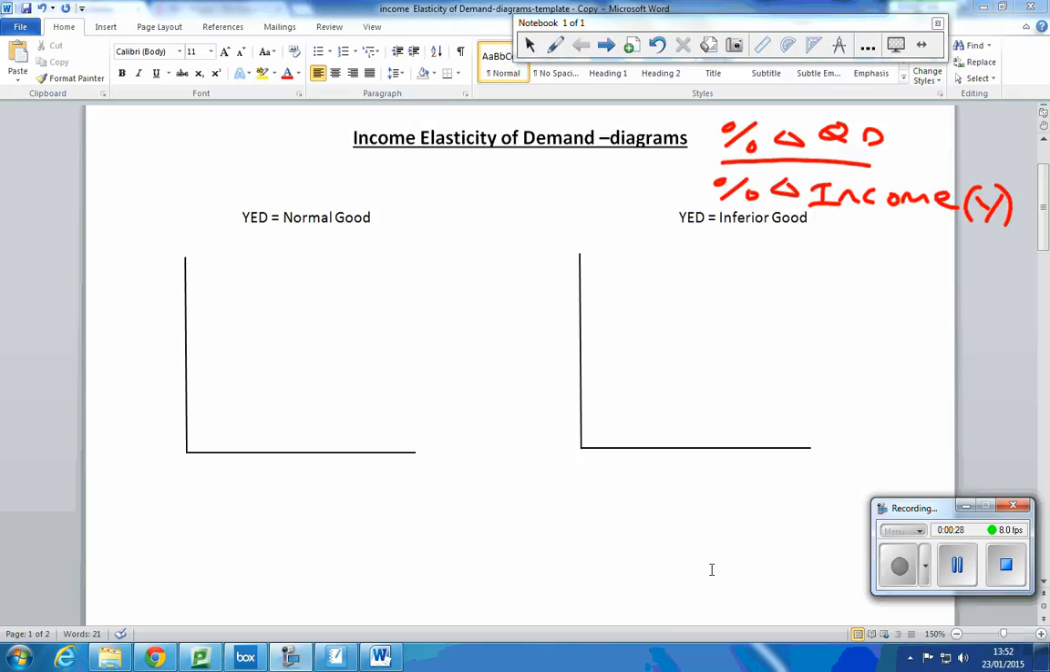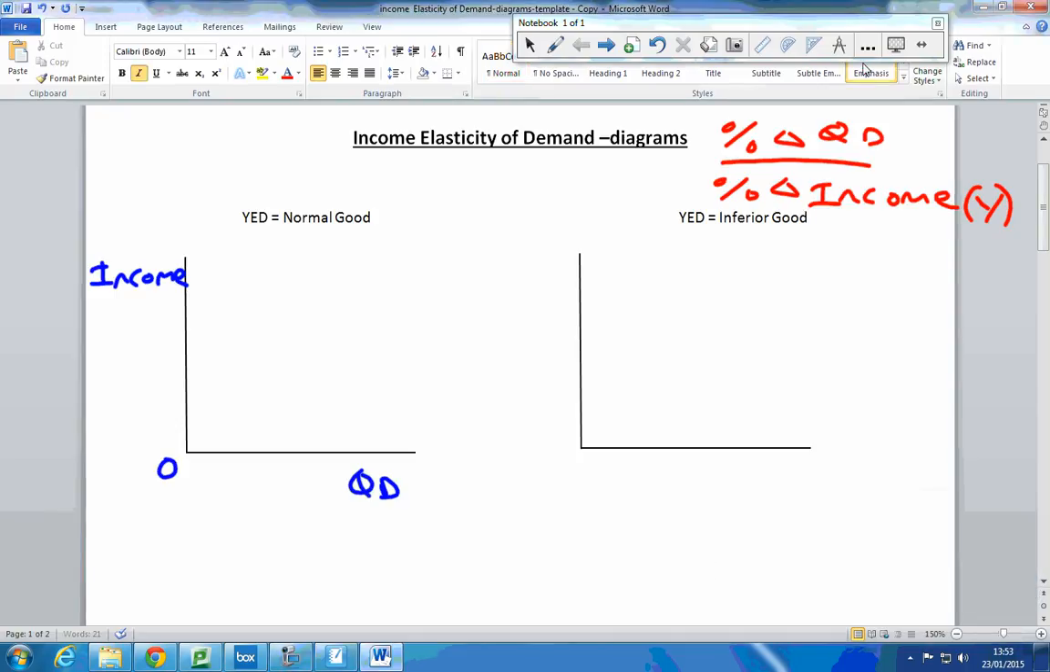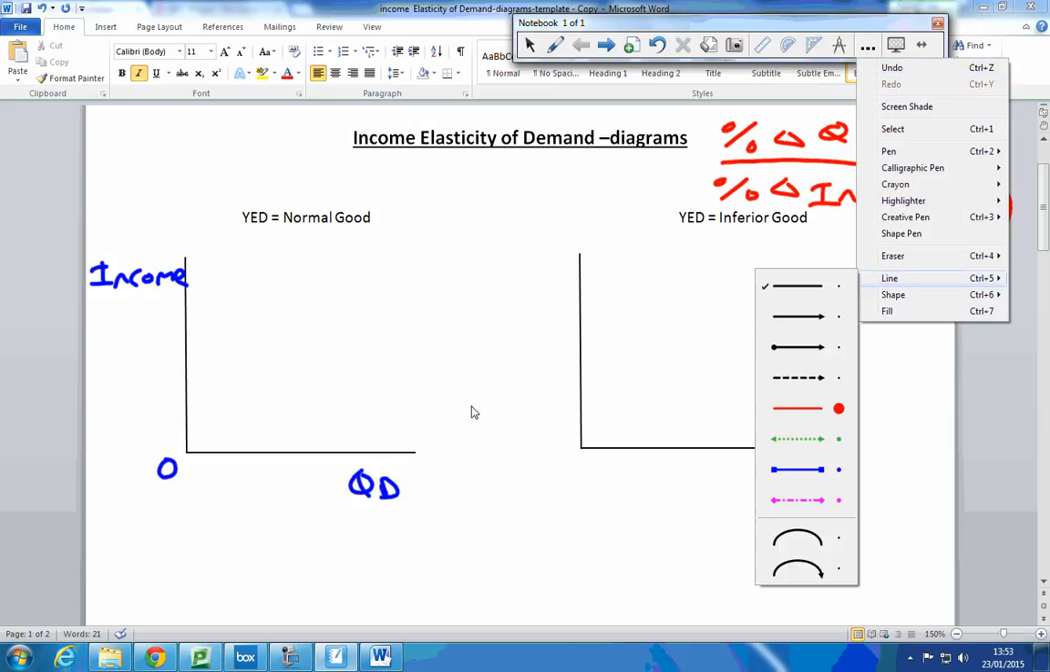So let's take the first diagram. Now this is the only time that you will ever put income on the y-axis, always quantity demand here, and it's the only time that you will ever draw a demand curve which is actually upward sloping. So let me show you exactly what that looks like now.